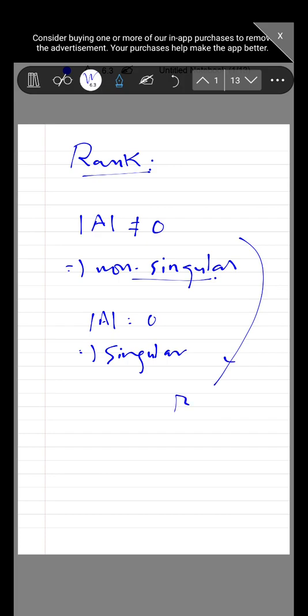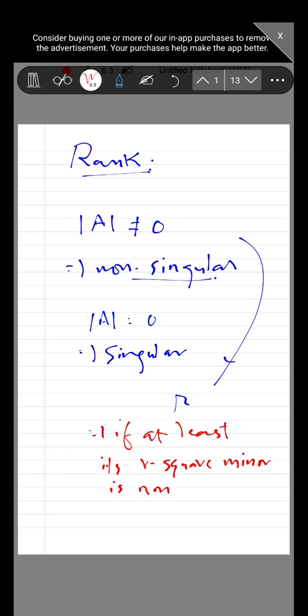R, if at least one R square minor is non-zero, and if every R plus 1 minor exists. So let me explain what it actually means.